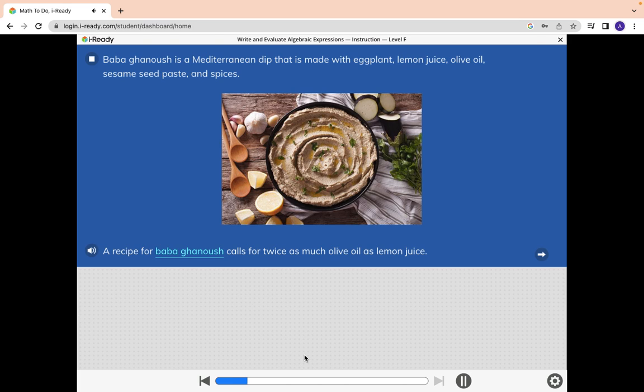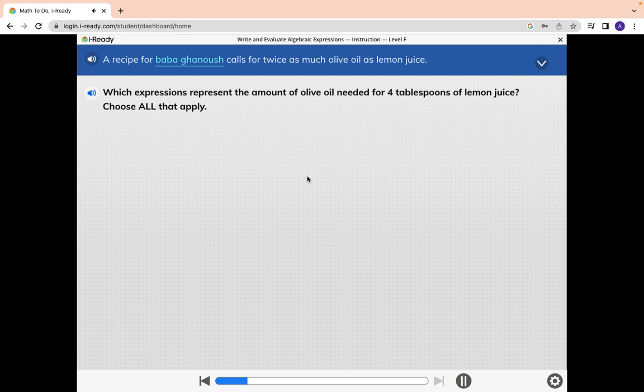Baba ganoush is a Mediterranean dip that is made with eggplant, lemon juice, olive oil, sesame seed paste, and spices. A recipe for baba ganoush calls for twice as much olive oil as lemon juice. Which expressions represent the amount of olive oil needed for 4 tablespoons of lemon juice? Choose all that apply.